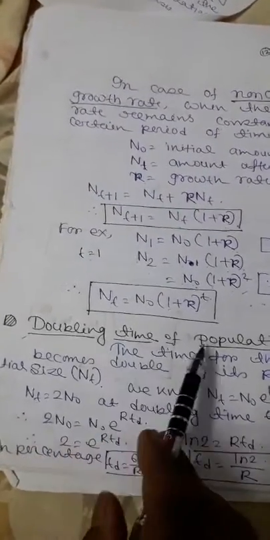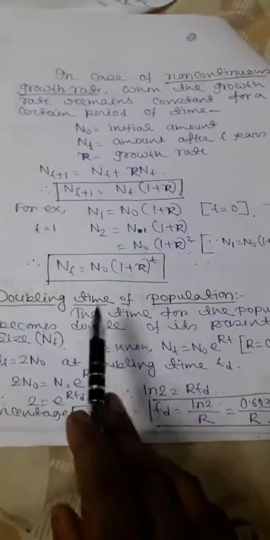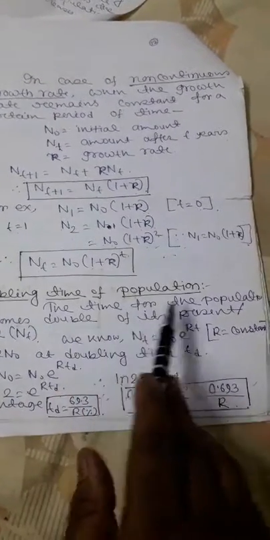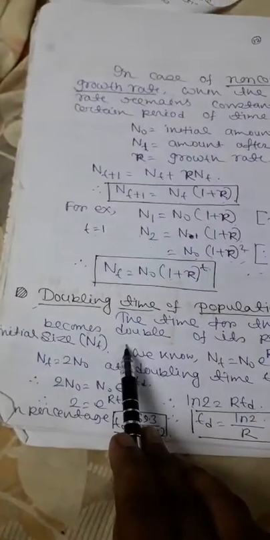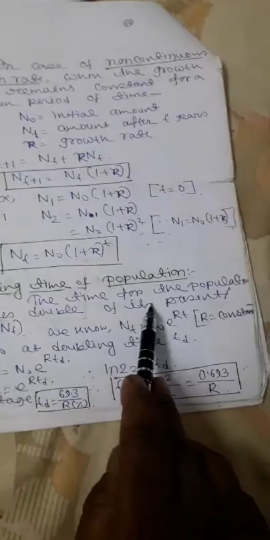Next topic I am going to discuss is the doubling time of population. So what is doubling time of population? Doubling time of population means the time for the population to become double its present or initial size.